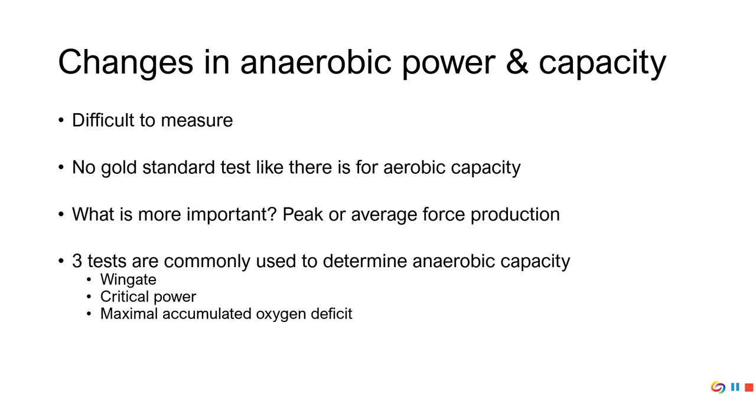Now, there are three tests that are used to get an idea of anaerobic capacity, but they actually measure very different things. You've got the Wingate test, which if you haven't done lab, you will do soon in lab, the critical power test, and then a maximal accumulated oxygen deficit test. Each of these tests is different, and we'll talk more about them next week.